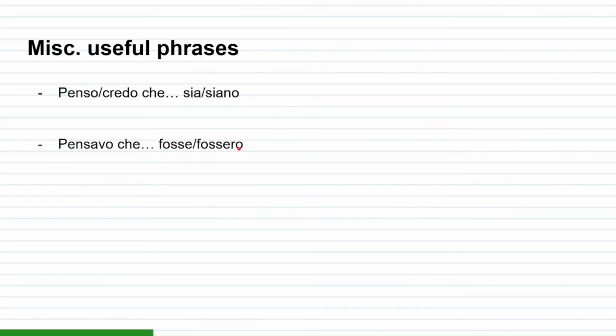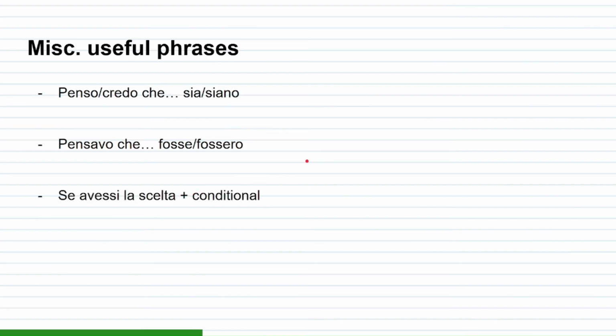Pensavo che fosse or fossero is functionally the same as penso che sia, except it's in the past tense. Same thing goes here, except also don't confuse fosse and fossero with fare. They are still using essere, so they still mean it was or they were.